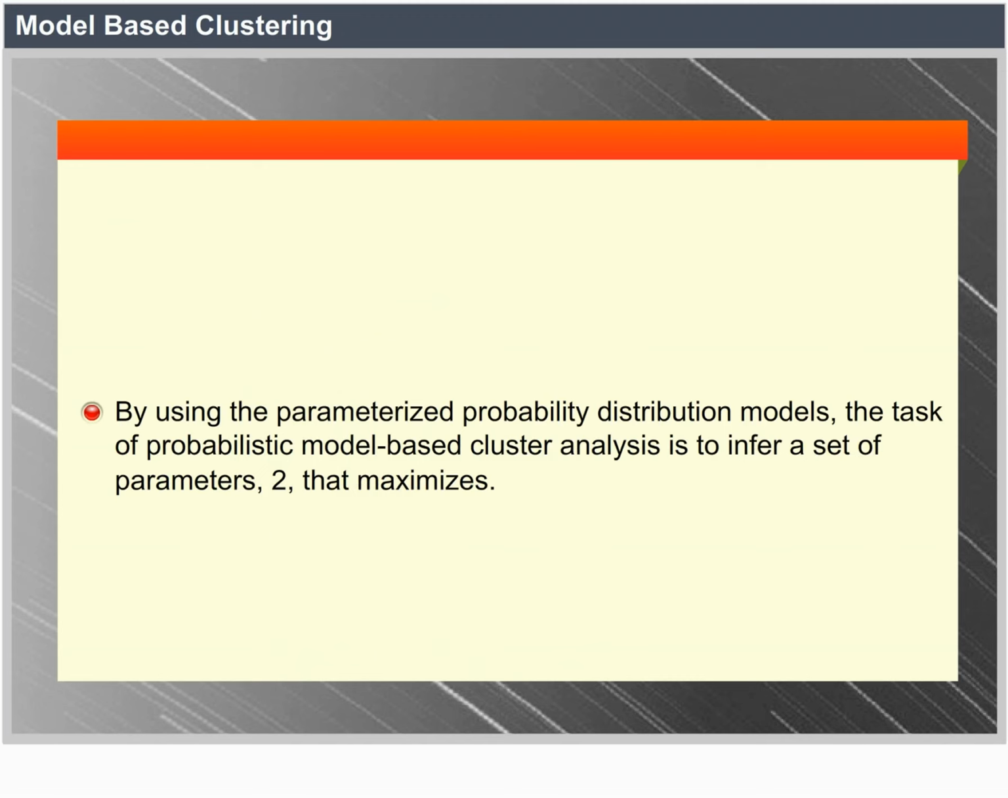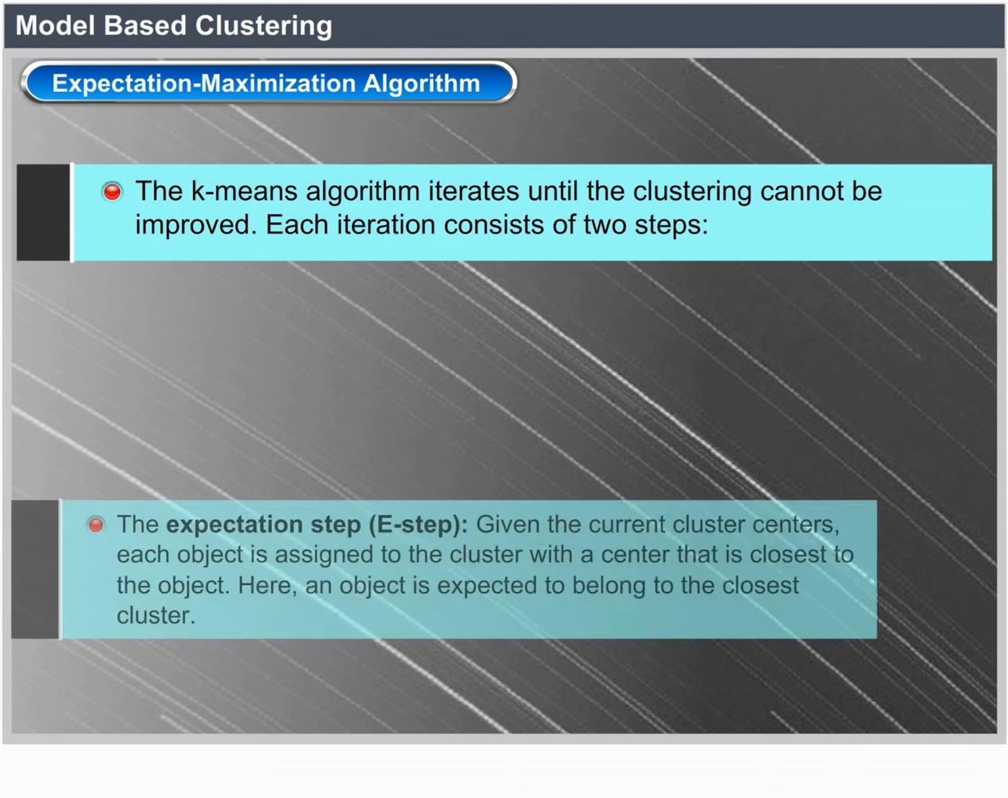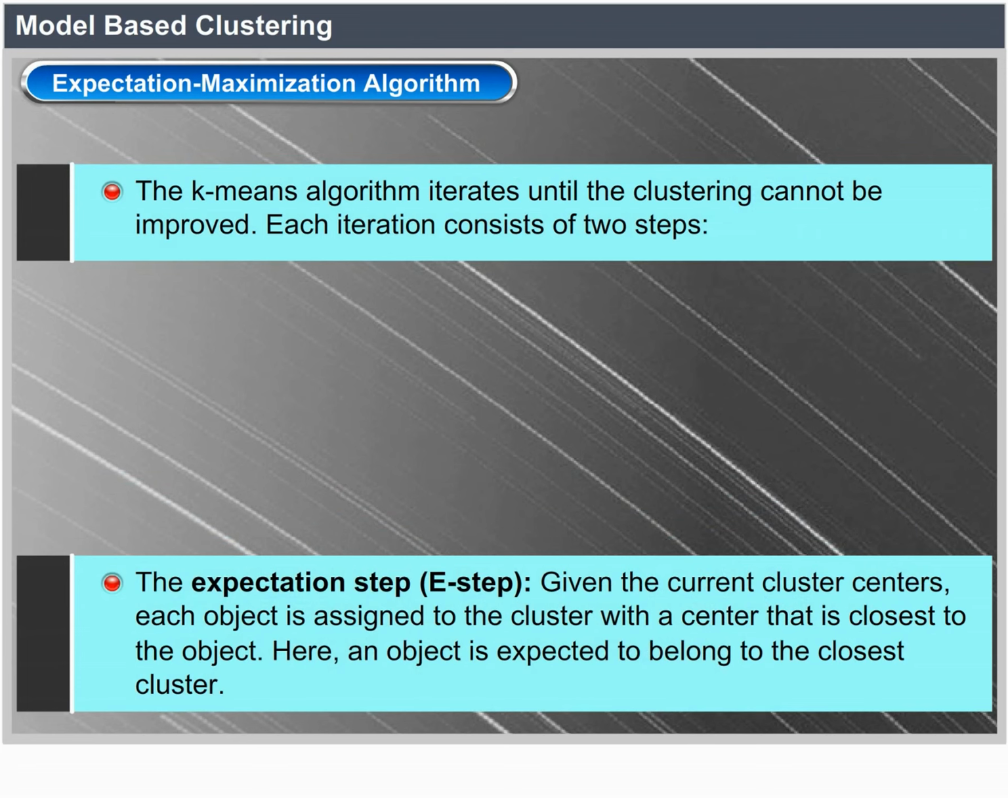Expectation maximization algorithm. The K-means algorithm iterates until the clustering cannot be improved. Each iteration consists of 2 steps. The expectation step, E step: given the current cluster centers, each object is assigned to the cluster with a center that is closest to the object. Here, an object is expected to belong to the closest cluster.